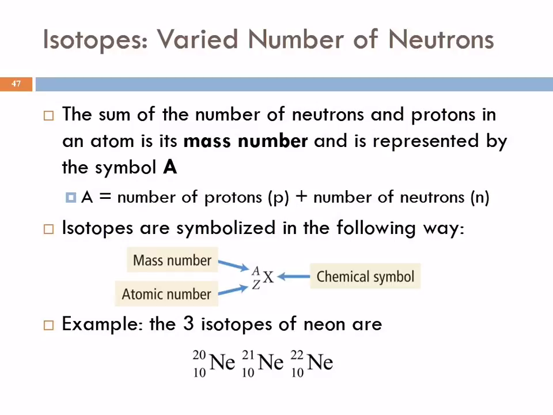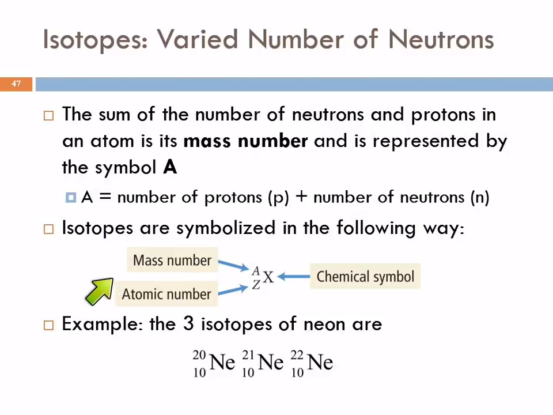So the number of neutrons plus protons is called the mass number. And that kind of makes sense. Neutrons and protons are the particles that have mass, and so you add those together, and that's the mass number. The mass number is given the symbol A. I do not know why it's A, but it is. So A equals the number of protons plus the number of neutrons.